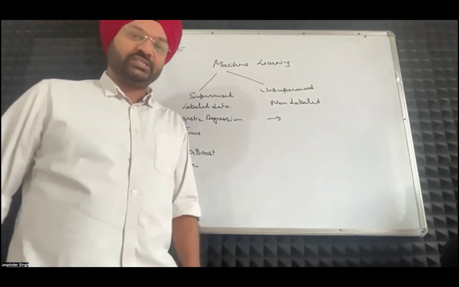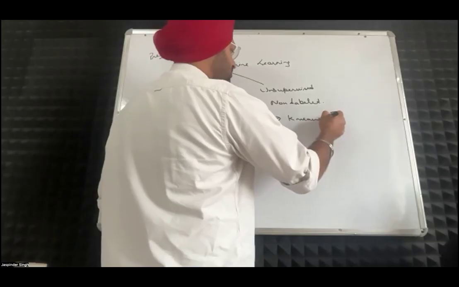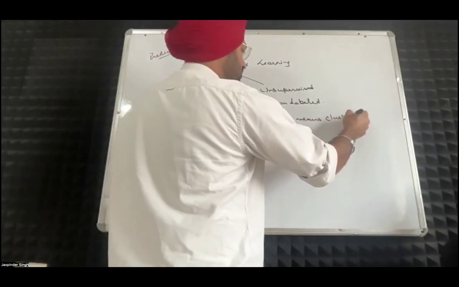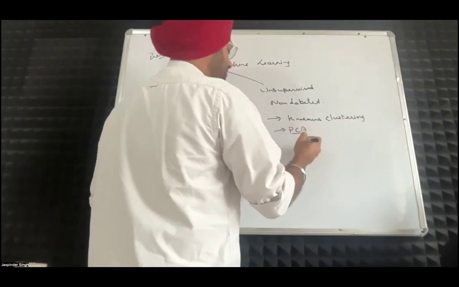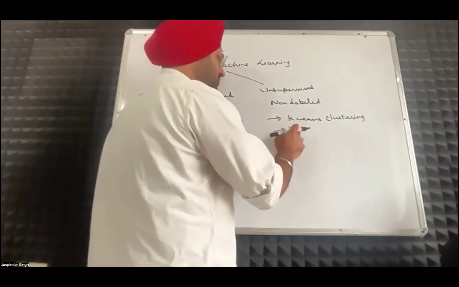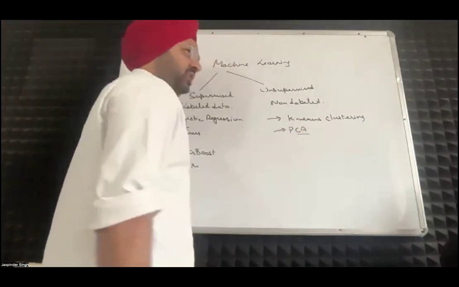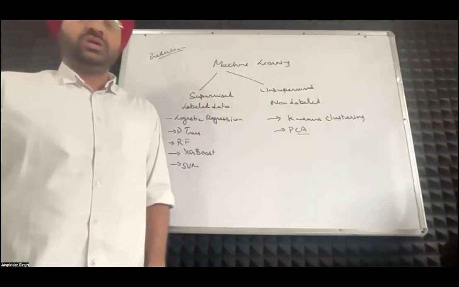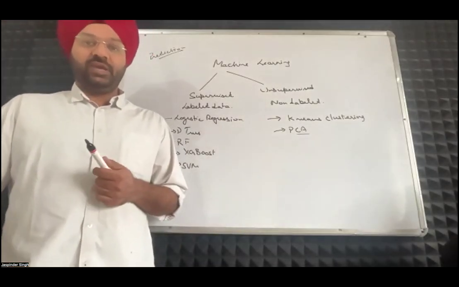What are some examples of unsupervised machine learning? Clustering, K-means clustering. What else? PCA, ICA. PCA stands for principal component analysis. All right. So we understand that in one we have the labeled data, and in one we have the non-labeled data.